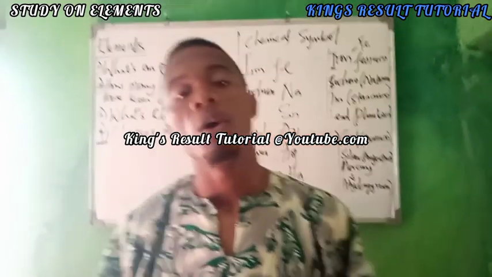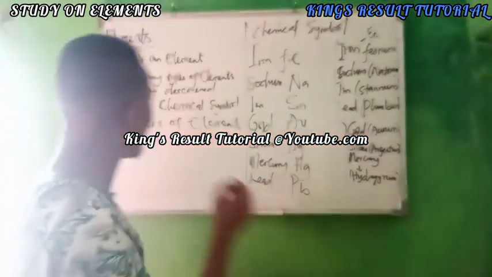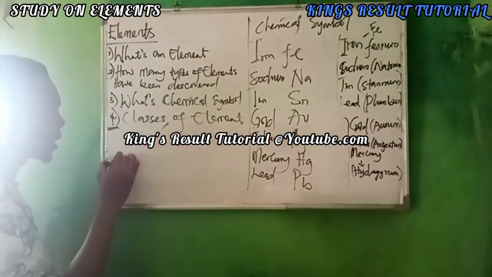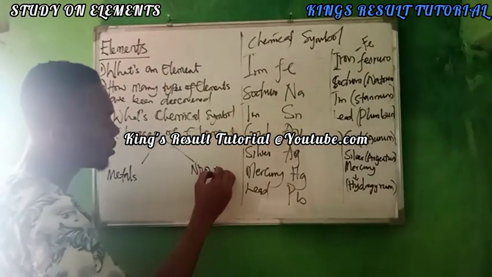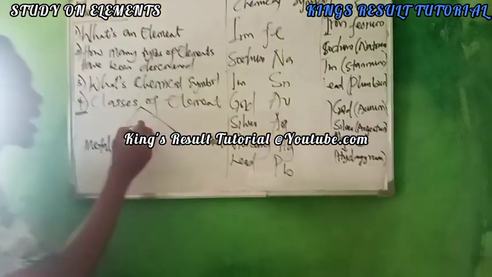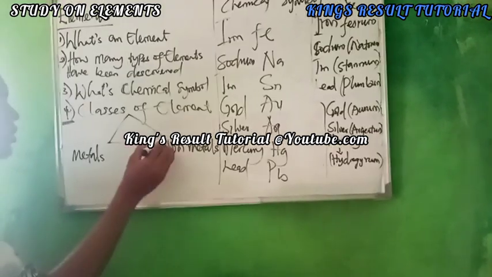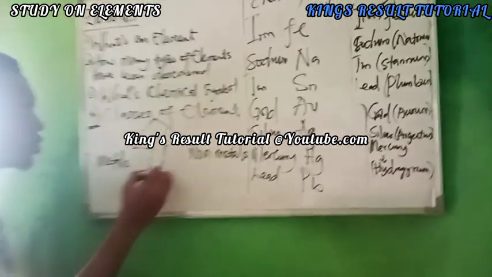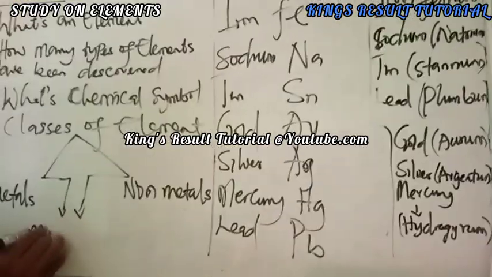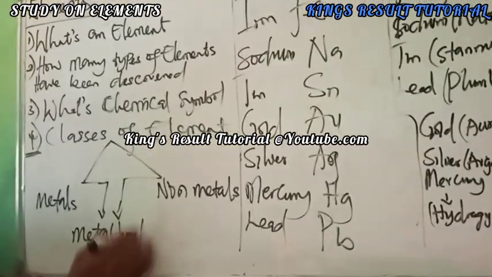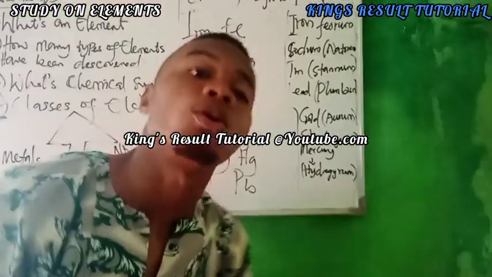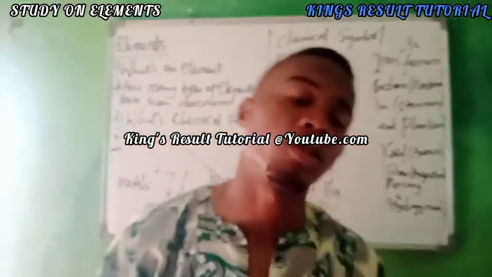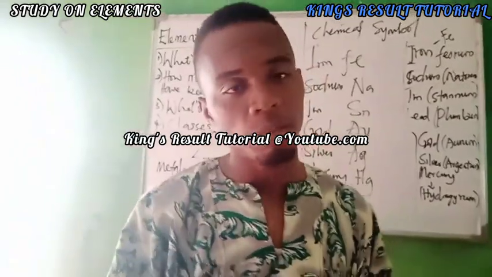Don't forget, the two classes of elements include metals, then non-metals. Then we have the one that falls in between, known as metalloids. So metals and non-metals are the two general ones, then metalloids.